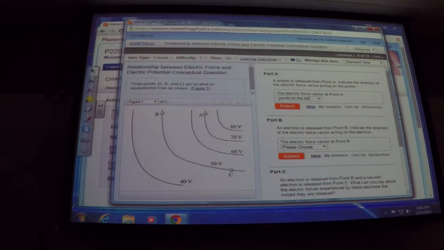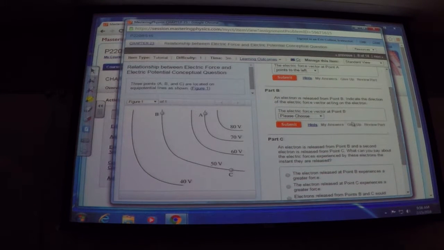An electron is placed at point B. Indicate the direction of the force vector acting on the electron. So now the electron's at point B. The electric field is going to point from high voltage to low voltage, and it has to be perpendicular to that. So what is the direction of the electric field? To the left. But because it's an electron, it's going to move to the right.